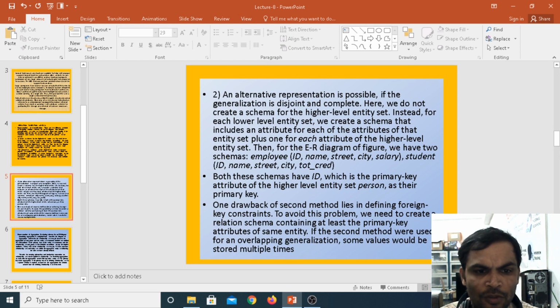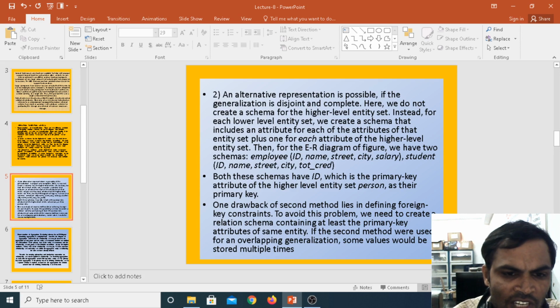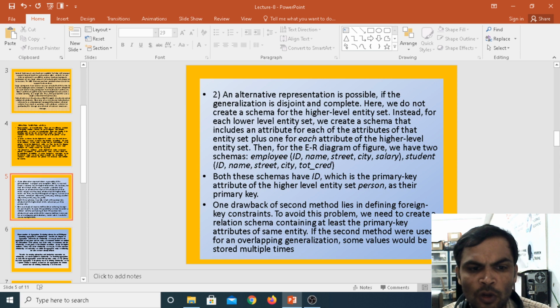Here the common attributes between the employee and the student are ID, name, street and city. Specifically, for the employee we define the attribute salary, and for the student we define total credit. For both schemas we have ID as the primary key, from the high level entity set person. Coming to the drawback of the second method, defining a foreign key would be needed to avoid this problem. If you want to define a foreign key under the representation of generalization, it is a very big headache.